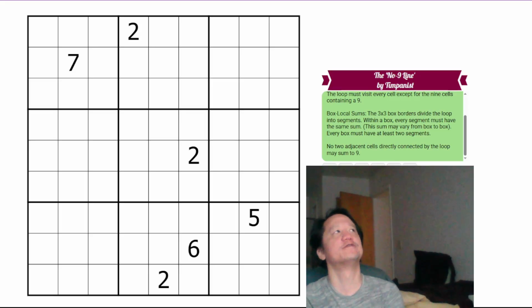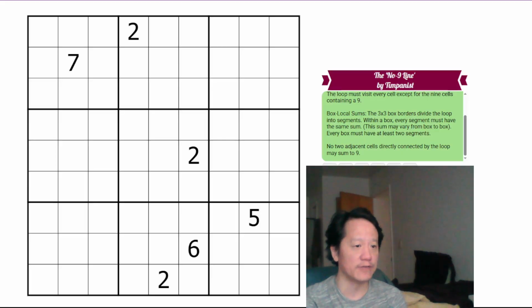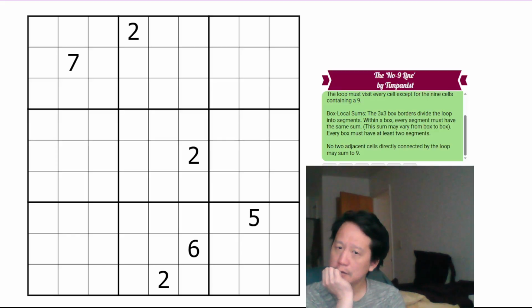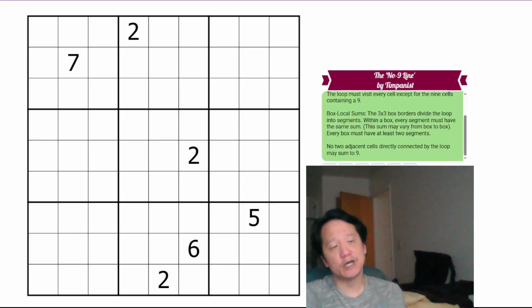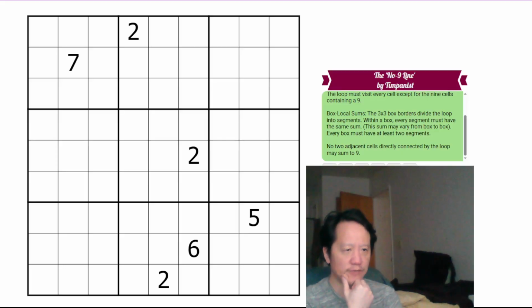So is it worth it to focus on the 3 segment ones? Because we're not even guaranteed that we're going to have 3 segments in any of the boxes, right? They could all be 2 segment sums. Not sure. We do know that the line cannot have more than 5 digits on it, right? 1, 2, 3, 4, 8, or 1, 2, 3, 6, 7. No, 1, 2, 3, 5, 7.